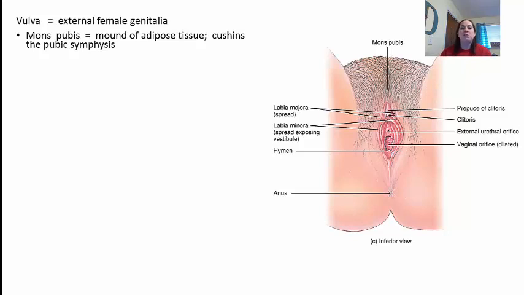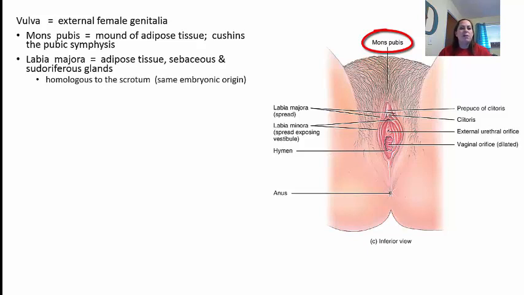There's what we call the mons pubis. This is a mound of adipose tissue. This adipose or fat tissue is there to help cushion the pubic symphysis. Okay, so it cushions the pubic symphysis, which was the area where the hip bones come together in the front.